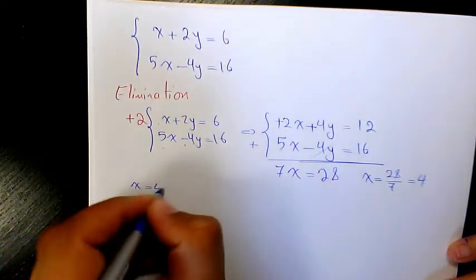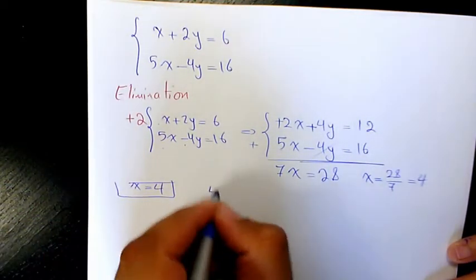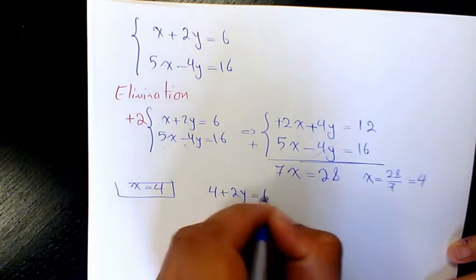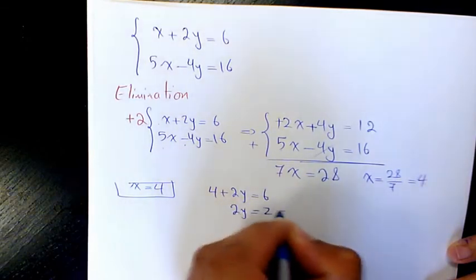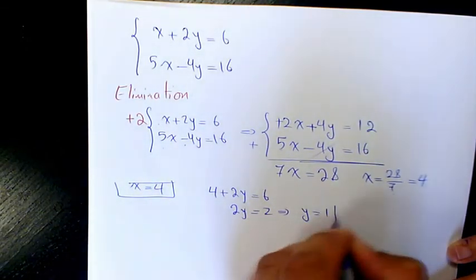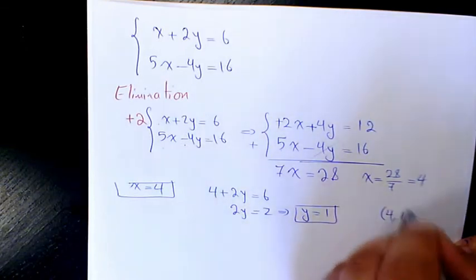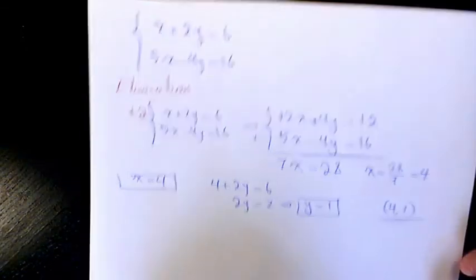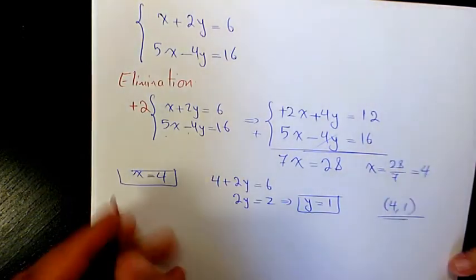So x is 4. Sub it there. 4 plus 2y equals 6. So 2y equals 2. Therefore, y is 2 divided by 2. That's 1. So we have 4 and 1. Now let's use the substitution method.